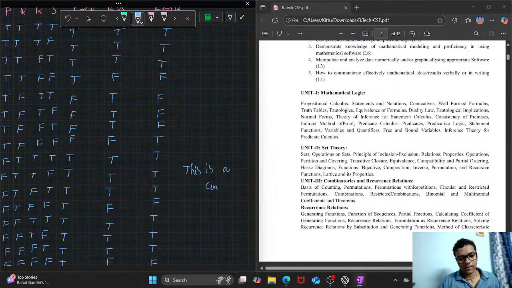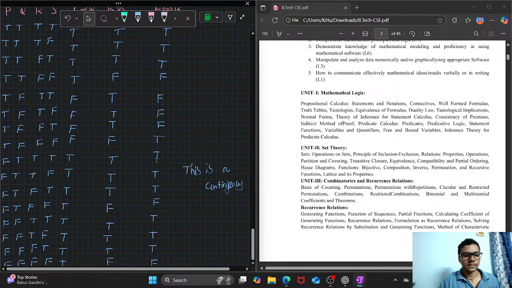This is a contingency. 3 T's and an F. 3 T's and 4 F's. And again 4 T's and an F. And then 3 T's and another F. So this is how you solve problems with more than two variables to see whether it's a tautology, contradiction, or contingency. This thing is over. Equivalence of formulas. Let's see.